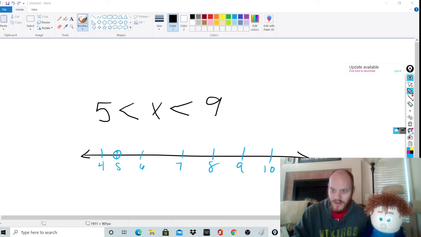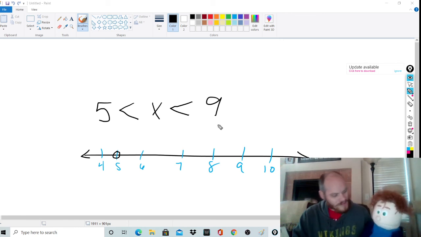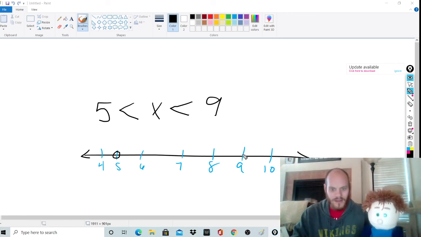Let's change the color. Change the color. You're right. All right, so I'm going to put an open circle on 5, right? Where else do you think I'm going to put an open circle? A 9. On 9, you're absolutely right.